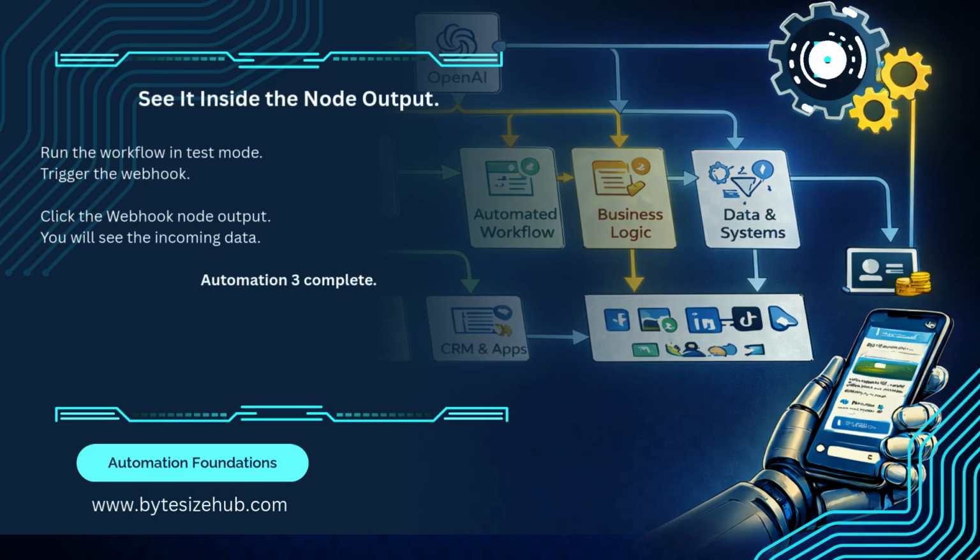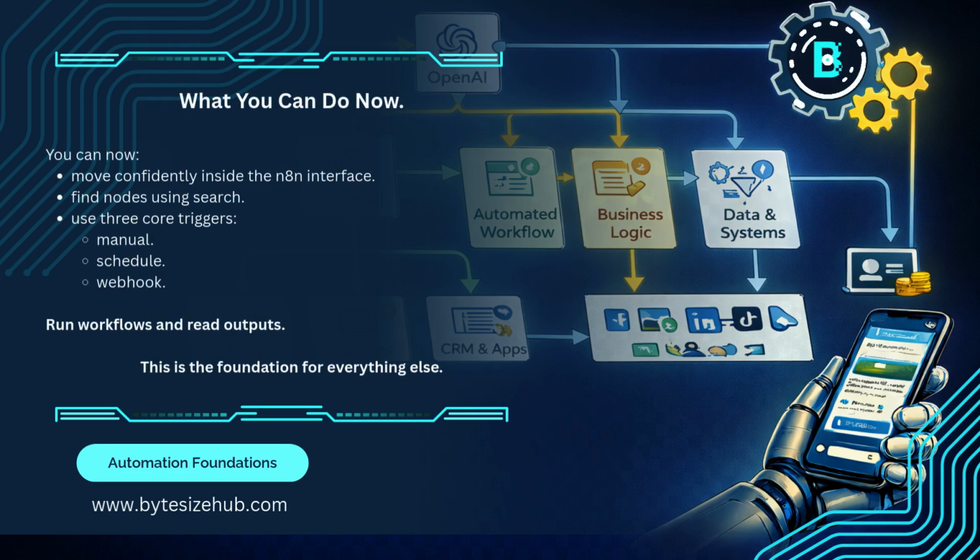See it inside the node output. Run the workflow in test mode. Trigger the webhook. Click the webhook node output. You will see the incoming data. Automation 3 complete. What you can do now?